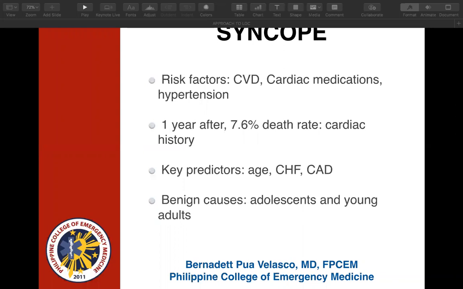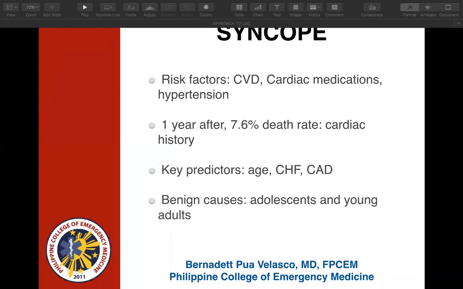The risk factors for syncope include cerebrovascular diseases, those taking cardiac medication, and those who are hypertensive, especially those who have uncontrolled hypertension. Okay. In patients with a cardiac history, 1 year after a syncopal episode, there is a 7.6% death rate found to be cardiac related. Age, the older the patient, the higher the mortality. Those who have congestive heart failure and coronary artery disease are key predictors of mortality in patients with syncope.